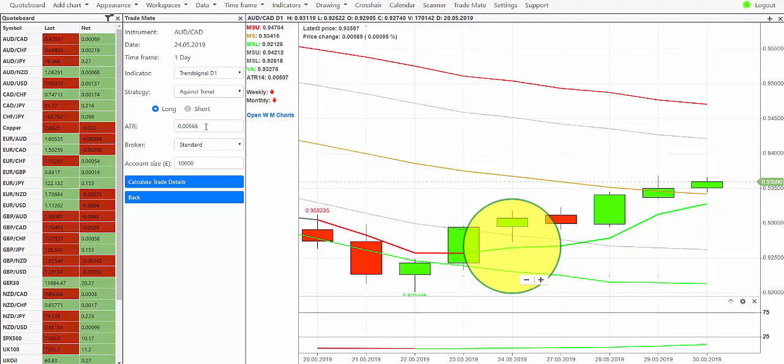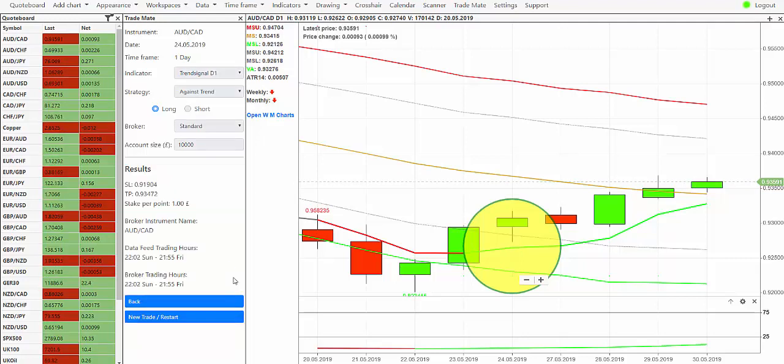The ATR is automatically put in there for you. And as for the broker, you can choose this yourself later on, but for now we'll leave it standard just to make it a little bit easier. Enter the size of your account so that you can calculate the amount you should be risking on any individual trade and calculate your trade details. It calculates your stop losses, your take profits, and the stake that you should be using per point.